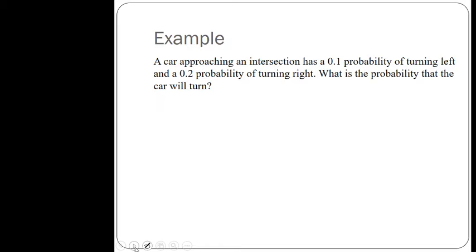So first we're deciding if this is in fact a mutually exclusive event. The idea is it is mutually exclusive because a car can turn left or a car can turn right, but a car can't turn both left and right. It's like the same with the coin, right? You can flip a heads or you can flip a tail, but in a single trial, you can't flip a head and a tail. So this is mutually exclusive.